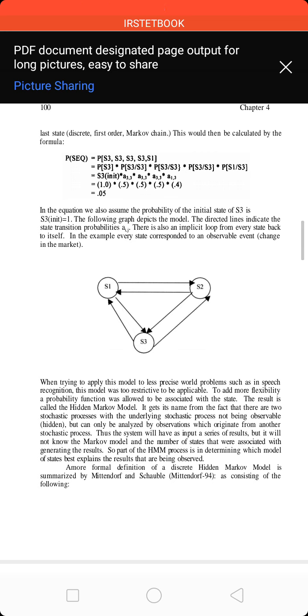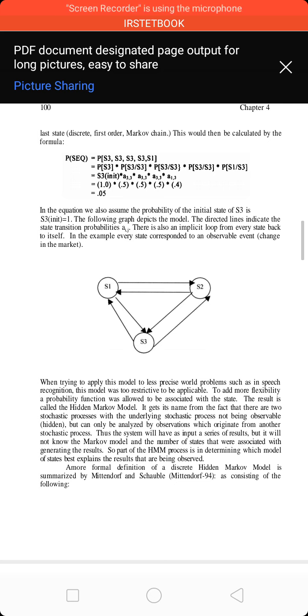In this equation, the probability of the initial state being S3, S3 of init, is equal to 1. So the following graph will be depicted by this model. See the directed lines indicating the state transition probabilities, that is a i comma j. There is also an implicit loop from every state back to itself. Every state corresponds to an observable event, a change in the market.